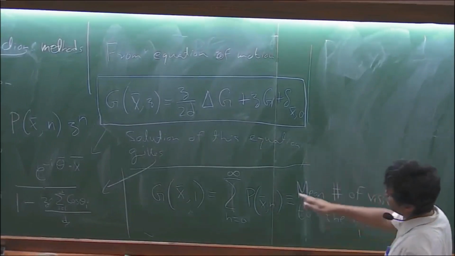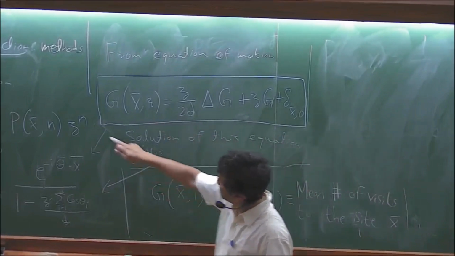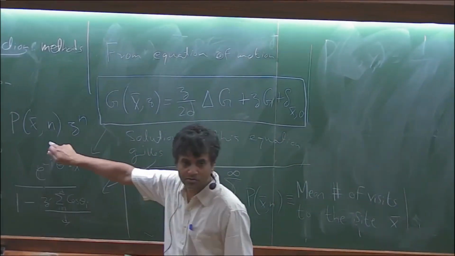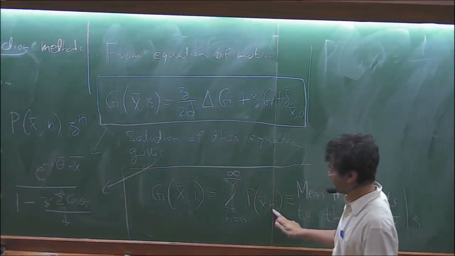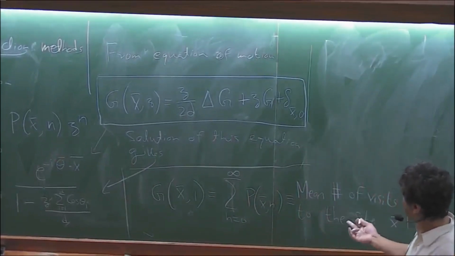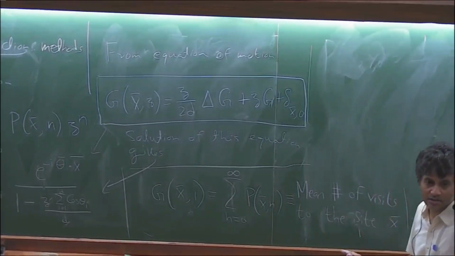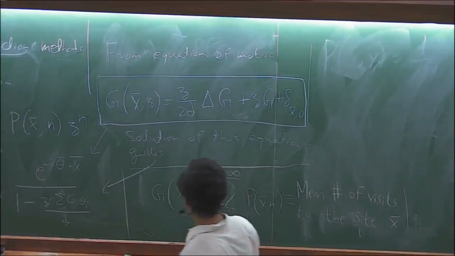Okay, so now if you take this generating function and put z equal to 1, z equal to 1 means you just sum this probability over all n, n equal to 0 to infinity. Then this is the physical interpretation that gives the mean number of visits to the site x. Now I don't know if it's obvious.